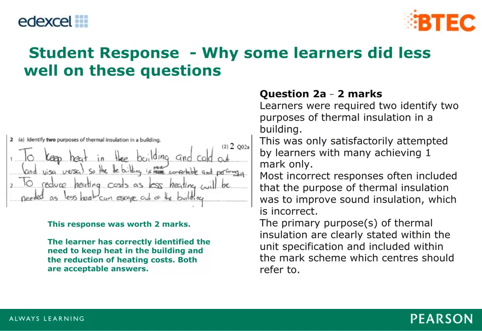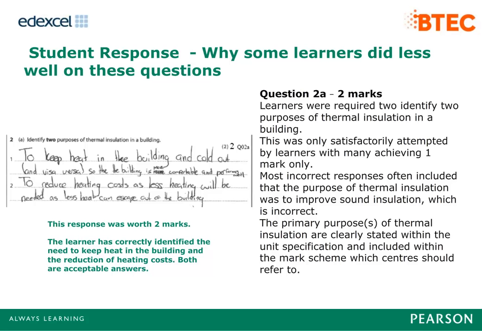For question 2A, learners were required to identify two purposes of thermal insulation in a building. This was only satisfactorily attempted by learners, with many achieving 1 mark only. Most incorrect responses often included that the purpose of thermal insulation was to improve sound insulation, which is incorrect. The primary purpose or purposes of thermal insulation are clearly stated within the unit specification and included within the mark scheme, which centres should refer to.